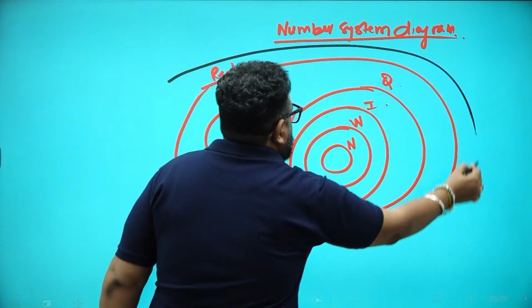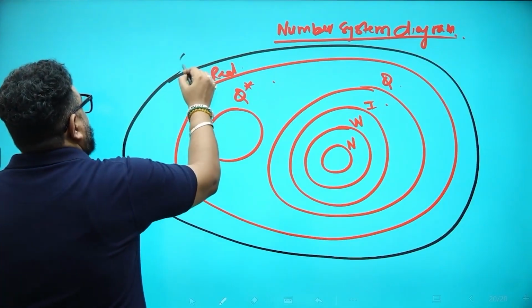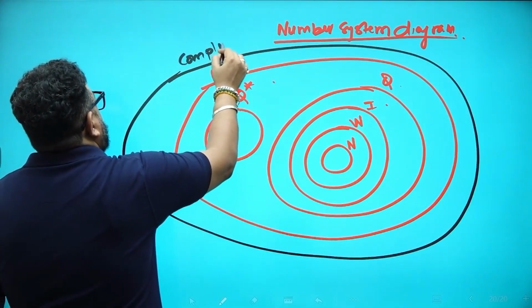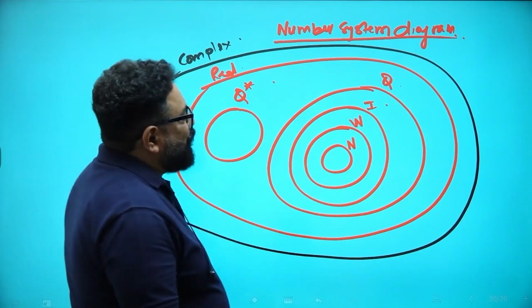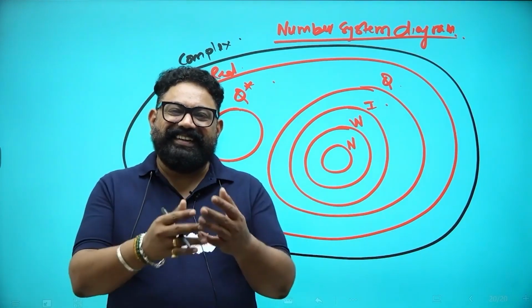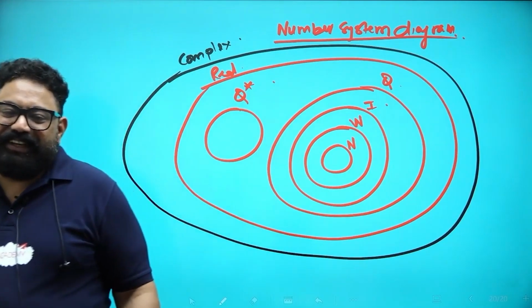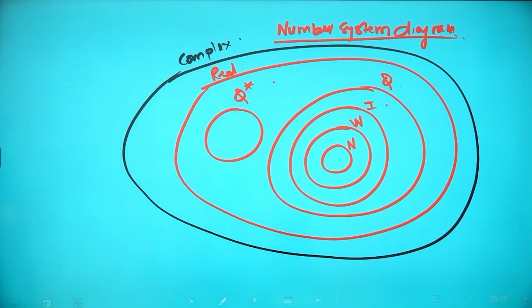And every real number is a complex number. So complex numbers come out to be containing everything. All right. So if you are good at this diagram, you can check a booklet also. Our booklet would also have this diagram. You are good at number system.